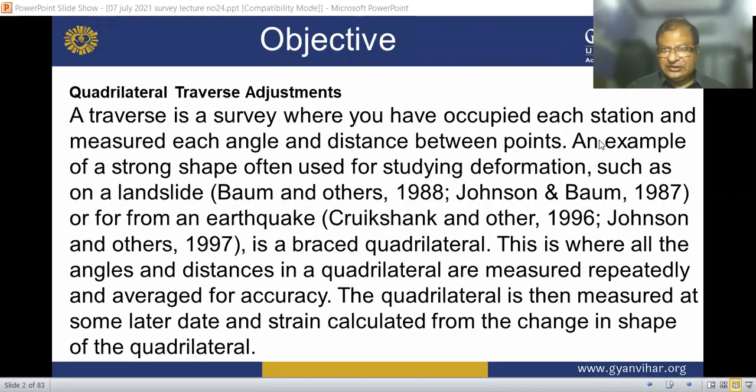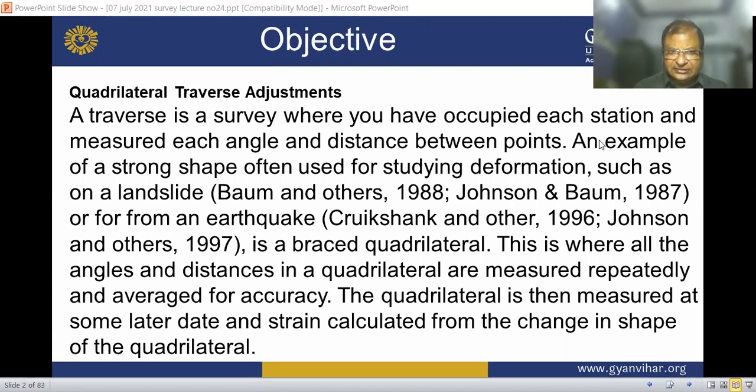A traverse, what is the objective of this method? A traverse is a survey where you have occupied each station and measured each angle and distance between points. An example of a strong shape. It is often used for studying deformation, such as on a landslide and others, after an earthquake and others, Johnson and others, 1997, is a braced quadrilateral.